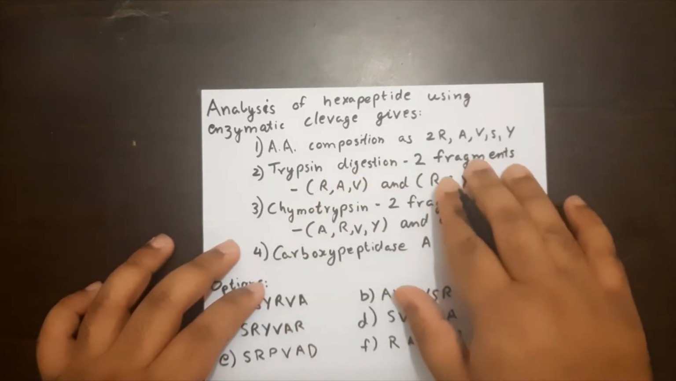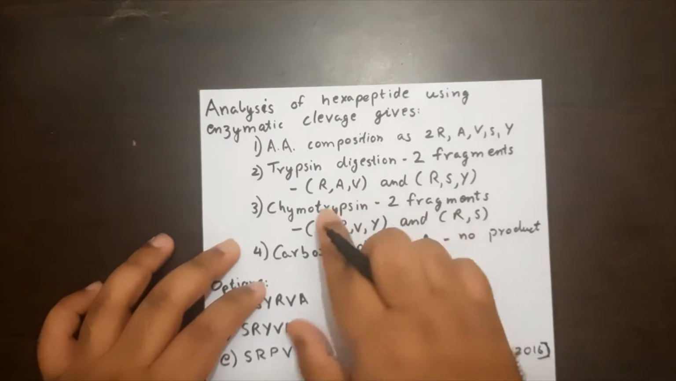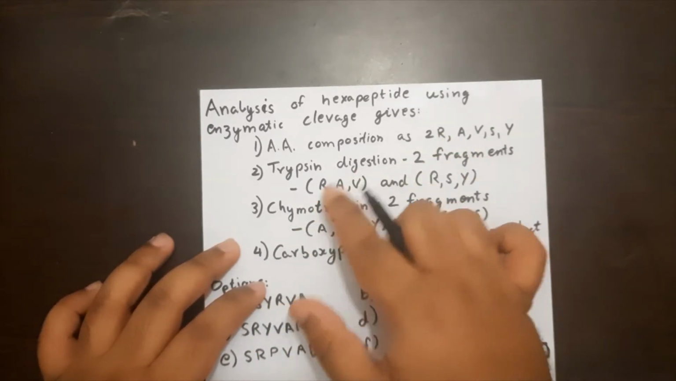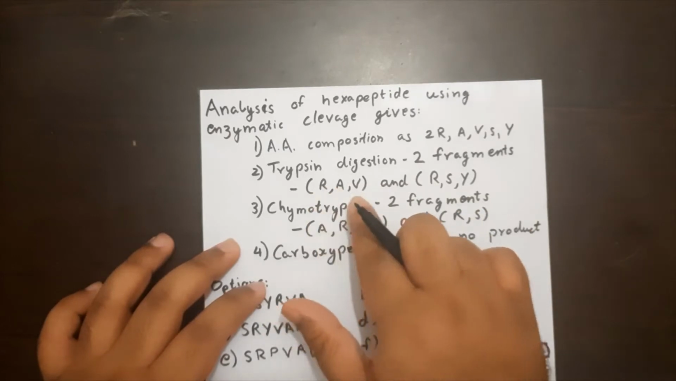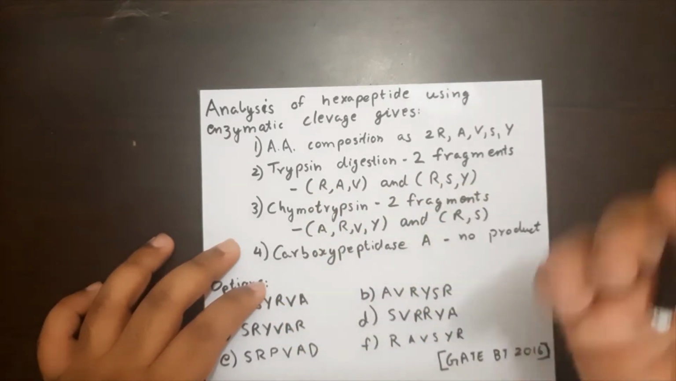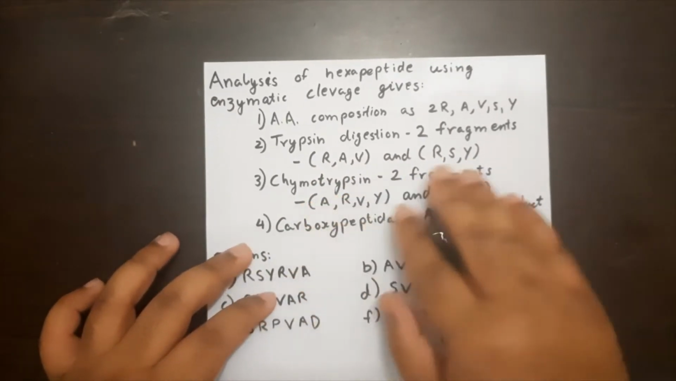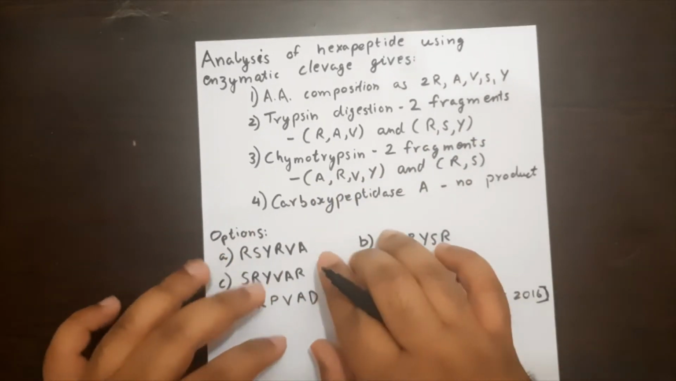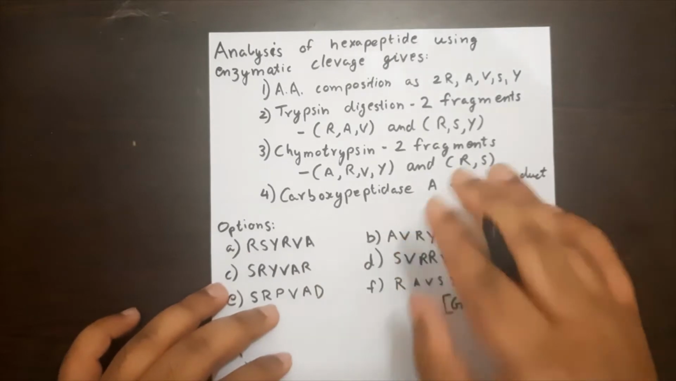Trypsin digestion gave 2 fragments, that is one of the fragments had a composition of RAV, meaning it can come in either order, it can be AVR and so on, but the composition had RAV, and the other one had RSY as the other fragment. Then chymotrypsin gave 2 fragments again, ARVY and RS. And finally carboxypeptidase A gave no product.